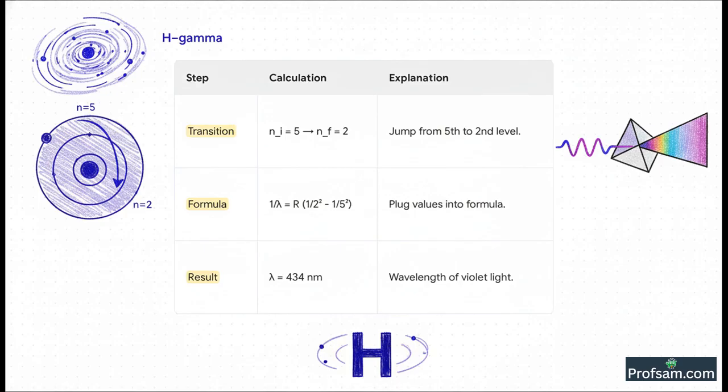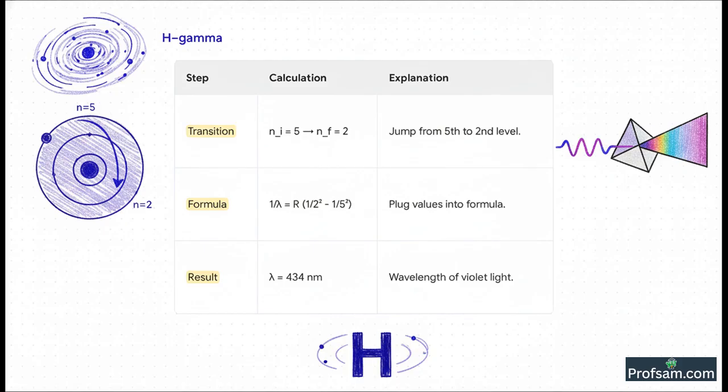The moment you hear Balmer series, what should click in your head? The final floor, nF is 2. Correct. Now, since it's the third line of the series, the jump must be from 2 plus 3, which is 5. So our starting floor, ni, is 5. We have our numbers. ni is 5, nF is 2.